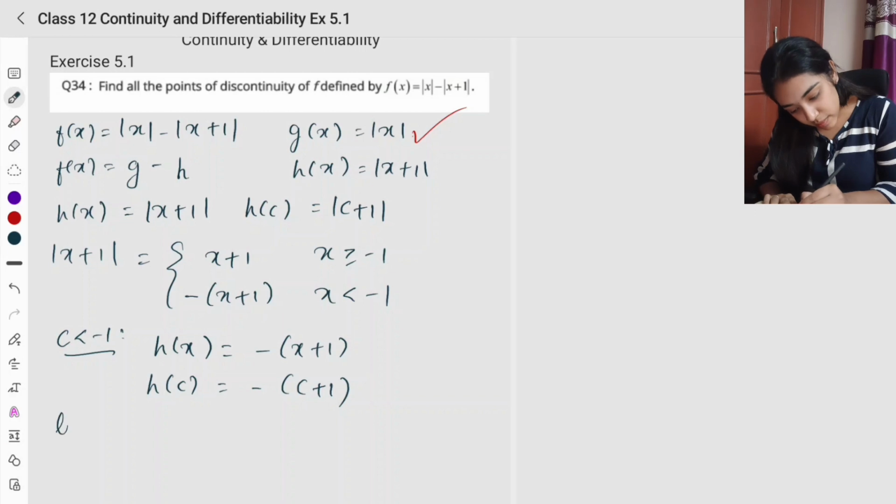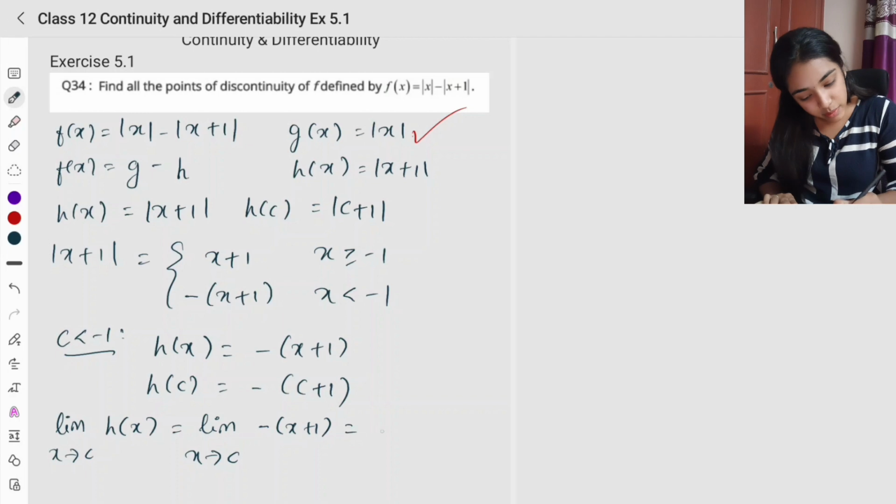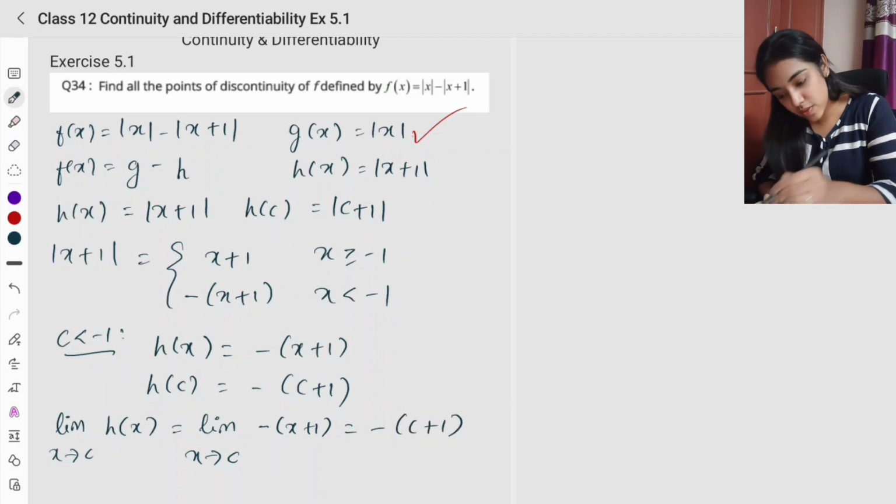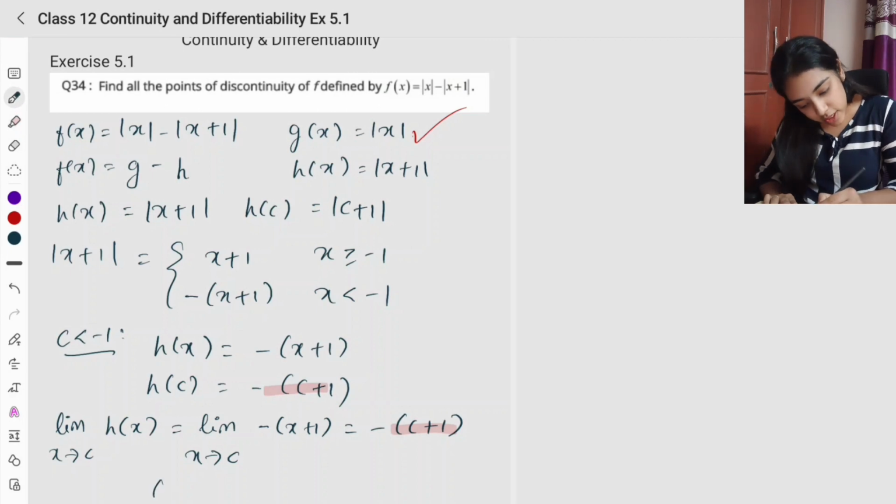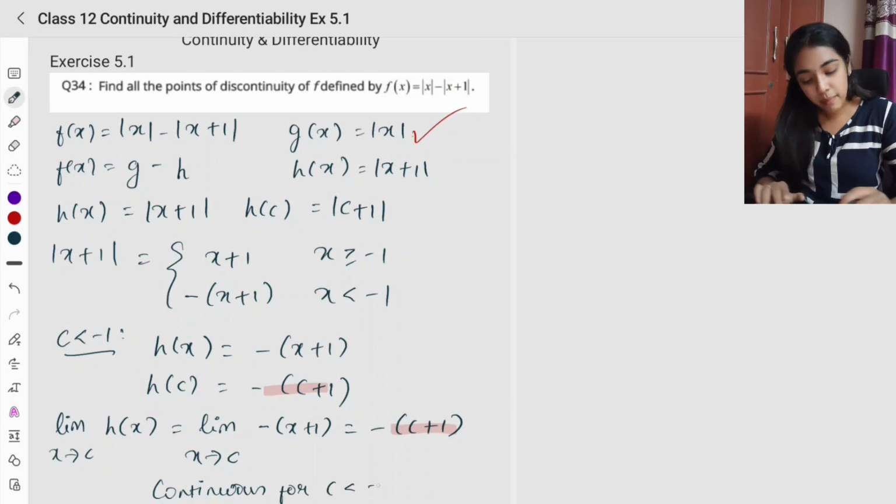Now the limit as x tends to c of h of x is going to be the limit as x tends to c of minus of x plus 1. When I apply the limit, I'm going to have minus of c plus 1. So I see that this value is equal to this value. So it is continuous for c less than minus 1.